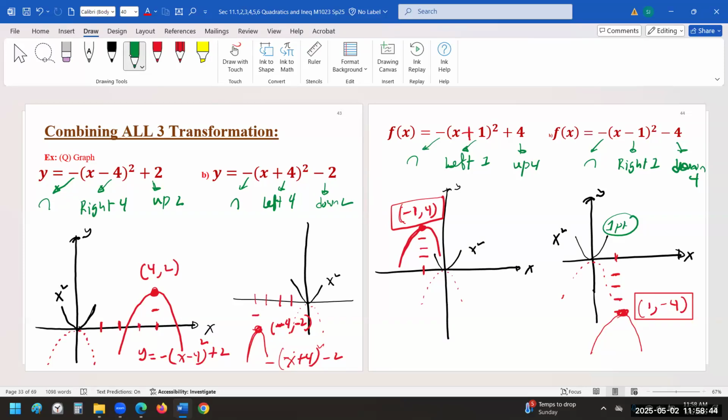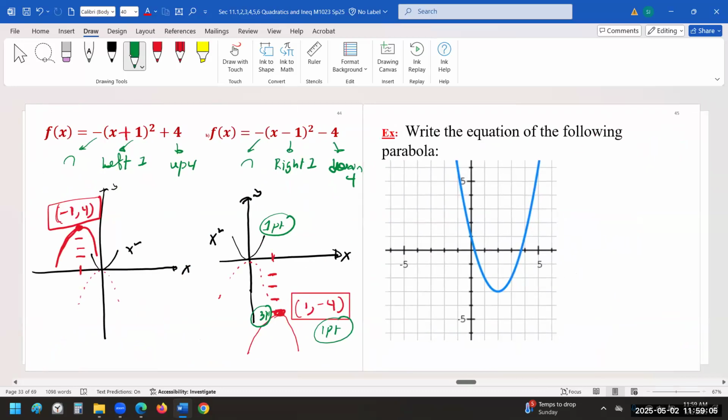So in the exam again, for the original one, 1 point. For 3 types of reflection, 3 types of transformation, 3 points. So this is 3 points. And then for vertex, 1 point. So 3, 4, 5 points. Question?